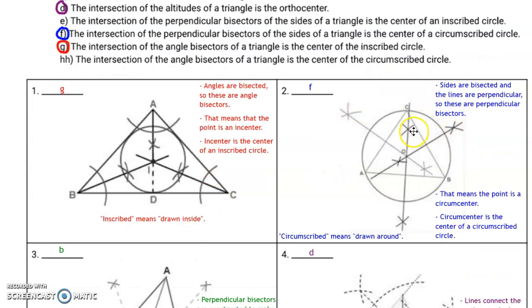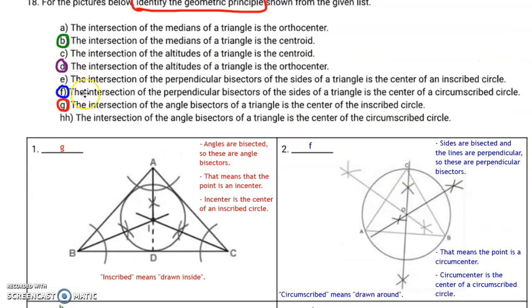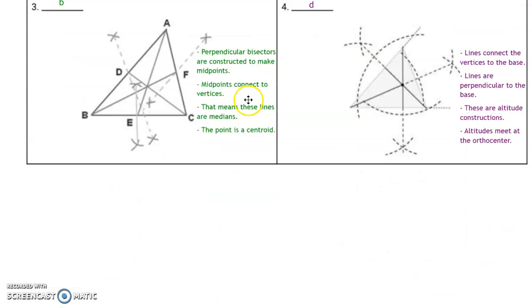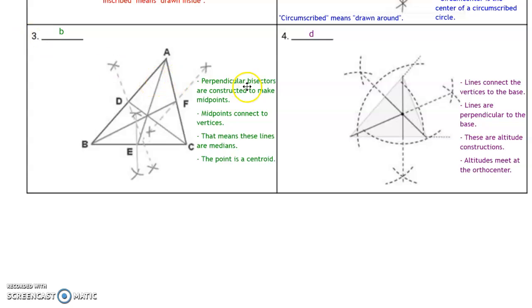For number 2, you can see that these are perpendicular bisectors. They're constructed the same way that any perpendicular bisector would be constructed, with arcs on top and bottom. Since they're perpendicular and they're bisectors, that means the point here is a circumcenter. If the point is a circumcenter, that means this circle is a circumscribed circle. Circumscribed means drawn around. Scribed means drawn, and circum means around, whereas in means inside, which means the correct definition is F, perpendicular bisectors.